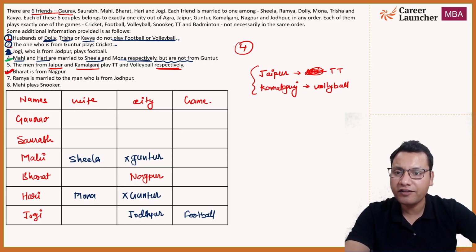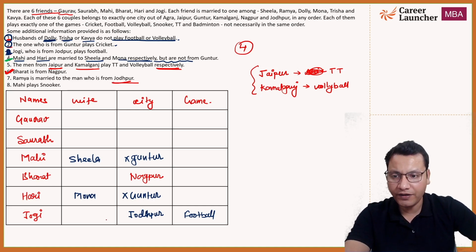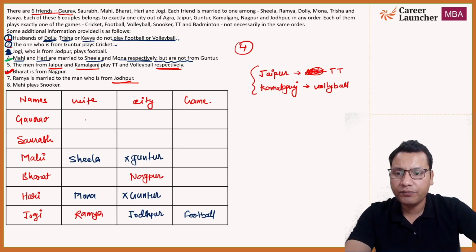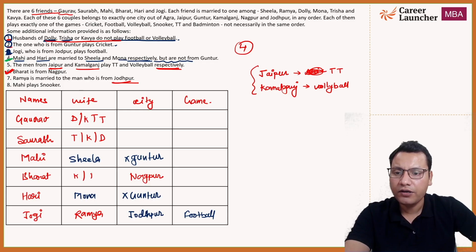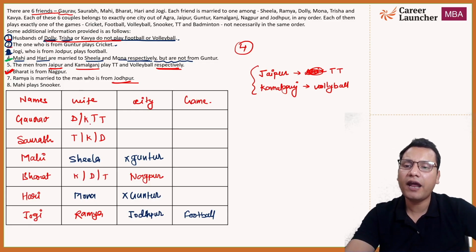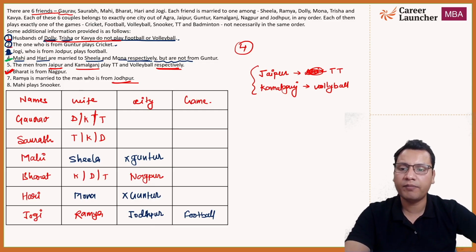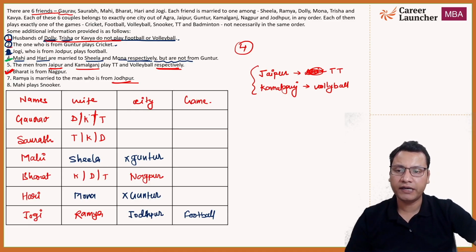The next data is Ramya is married to the man who is from Jodhpur. Okay, and we know that Jogi is from Jodhpur, right? So that means who is the husband of Ramya? Jogi will be the husband of Ramya. So this will be Ramya. Now we are left with three positions, 1, 2, and 3. We don't know who is the wife of Gaurav, Saurav, and Bharat. But we know that Dolly, Trisha, and Kavya will be coming to these three positions. So this position will be either Dolly or Kavya or Trisha. This will be Trisha or Kavya or Dolly, or this will be Kavya, Dolly, or Trisha. As of now, we cannot directly say who is the wife of Gaurav, Saurabh, and Bharat. Let's see what happens ahead. But for now we don't have further data, so uniquely we cannot say that.